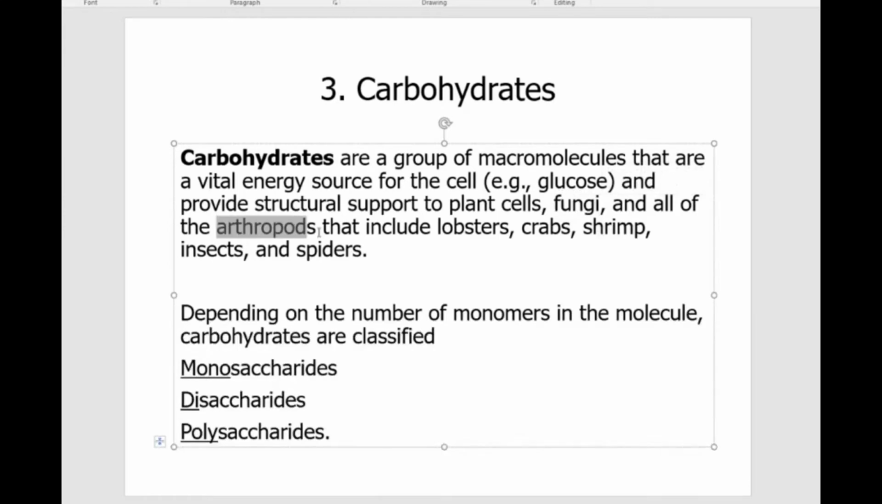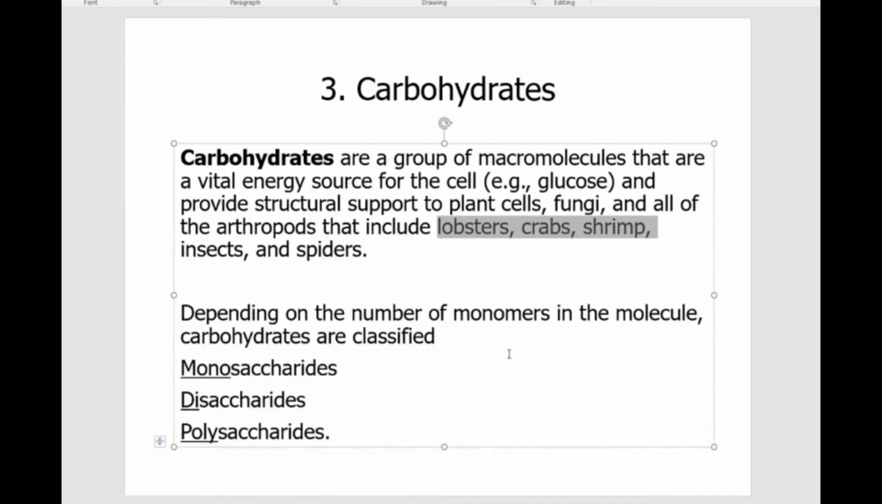Arthropods, if you're not familiar with arthropods, this is a very large class of animals that include all the insects, all the spiders. A lot of people are afraid of spiders. It also includes some of the seafood that you enjoy eating, shellfish, right? Lobsters, crabs, shrimps. Those are all in the group of arthropods, and in their shell there is a main component, which is a carbohydrate. So we'll talk about that.